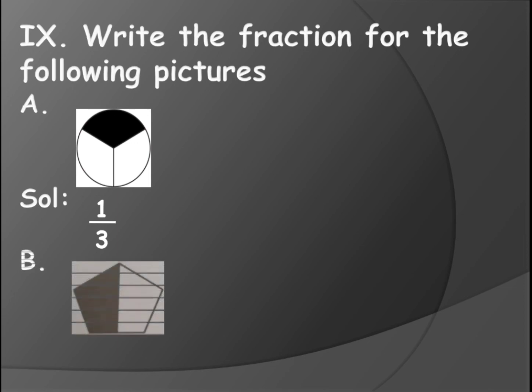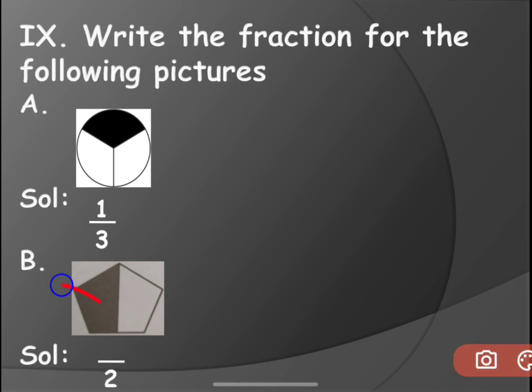Okay, next. See here. This is a shape which is divided into two equal parts, 1 and 2, isn't it? So you will write the denominator as 2. And how many are colored? Only 1 is colored. So you will write 1. 1 by 2. Okay, children, so in this way, you need to write the fraction for the given pictures.